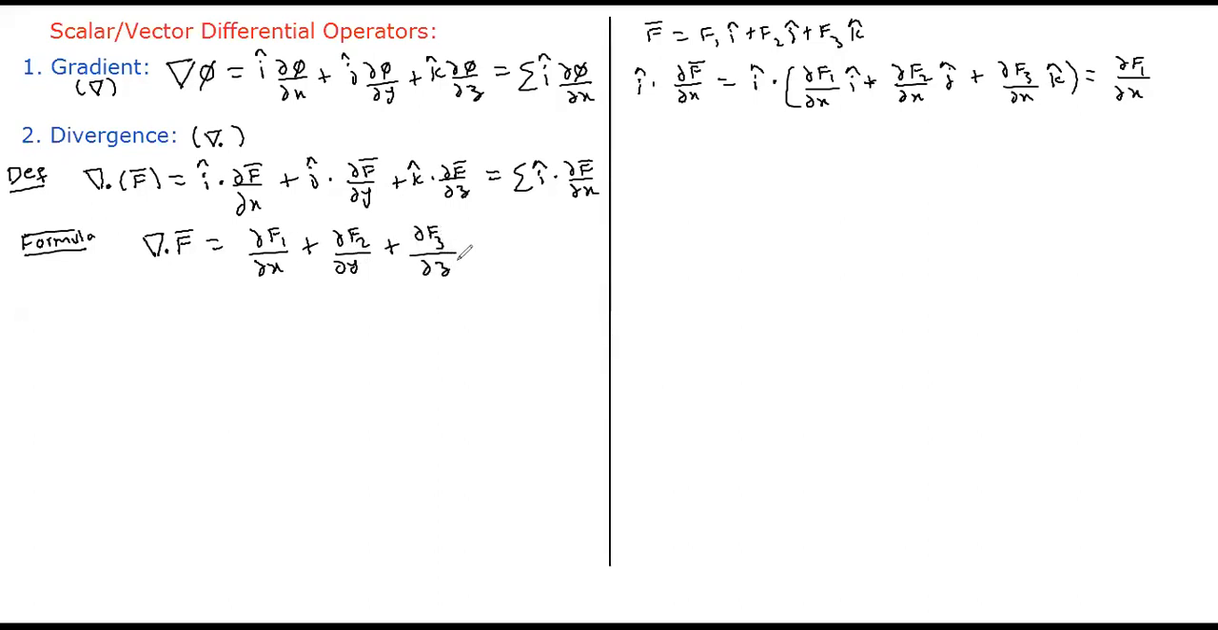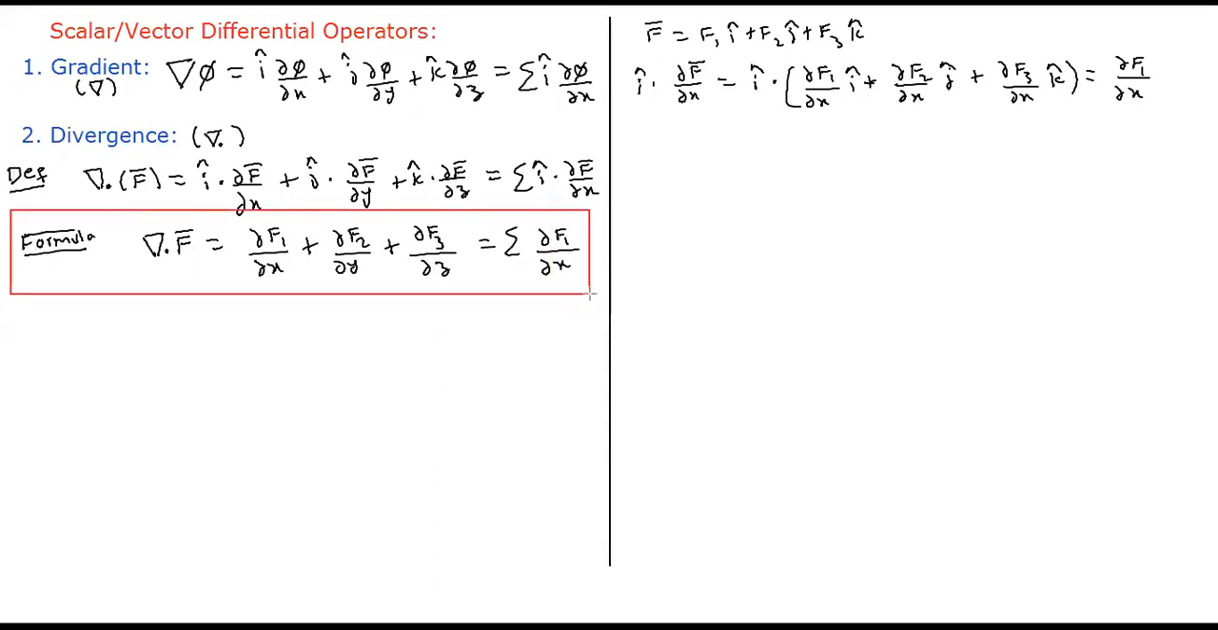Okay. So this is nothing but sigma dou f_i by dou x_i, where the sigma is running over the index. Dou f1 by dou x plus dou f2 by dou y plus dou f3 by dou z. So this formula will be quite useful in doing problems. For doing problems, the formula is quite useful. Let us see an example. So I will write the example here.